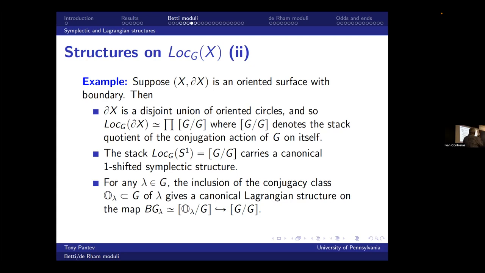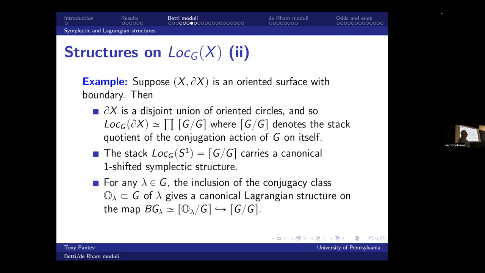And if you look at a single circle, the stack of local systems on the circle, which is G mod G, it carries a natural one-shifted symplectic structure. If you have any element lambda in G, the inclusion of the conjugacy class of lambda into G actually gives you a Lagrangian structure on the map from the conjugacy class modded by G. So this is just the classifying stack of the stabilizer of the conjugacy class to G mod G. This gives you some natural Lagrangians in this one-shifted symplectic stack of G local systems on the circle. They're just given by conjugacy classes in the group.